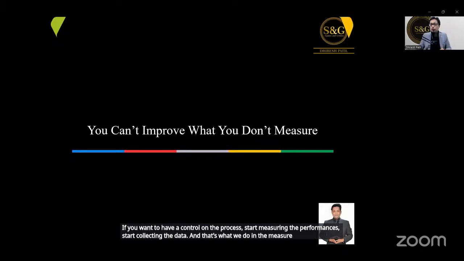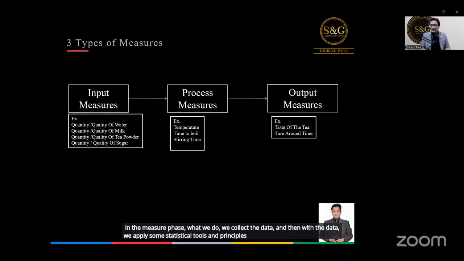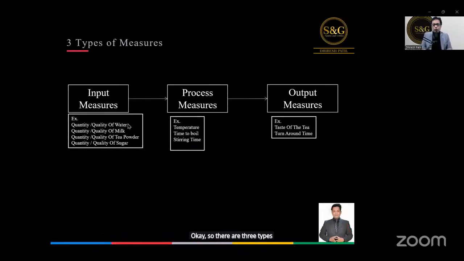In the Measure phase, we collect the data, and then with that data, we apply some statistical tools and principles. So there are three types of measures: one is called input measure, process measure, and output measure. Let's continue the same example of the tea making process that we saw in the SIPOC.